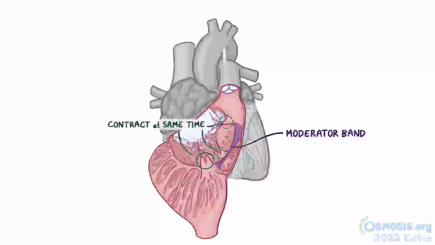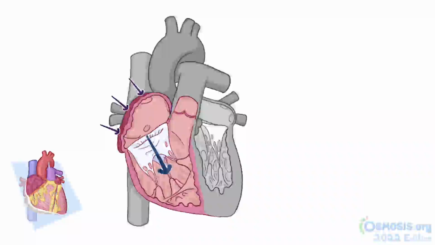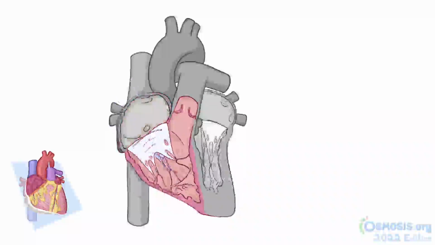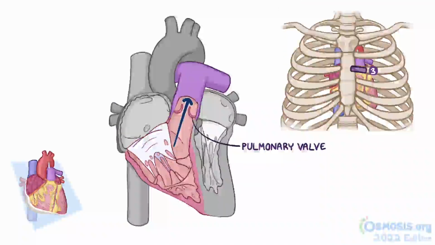So, to put all these structures into perspective, let's briefly talk about blood flow. The right atrium contracts when the right ventricle is empty and relaxed. So blood from the right atrium passes through the tricuspid valve and enters the right ventricle. Finally, blood then leaves the right ventricle through the pulmonary valve, which is located at the level of the third costal cartilage, and enters the pulmonary trunk where blood is sent to the lungs for oxygenation.